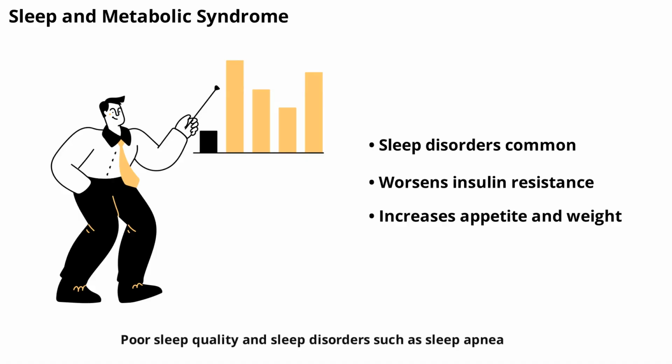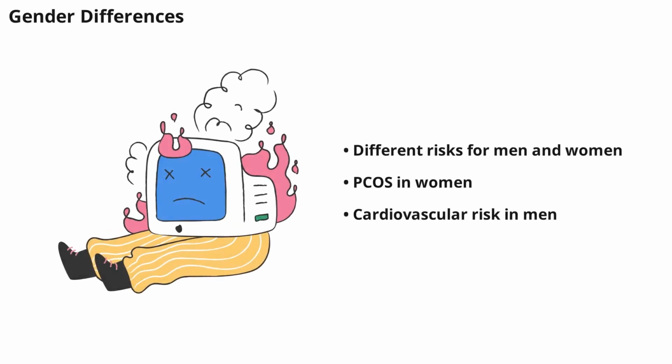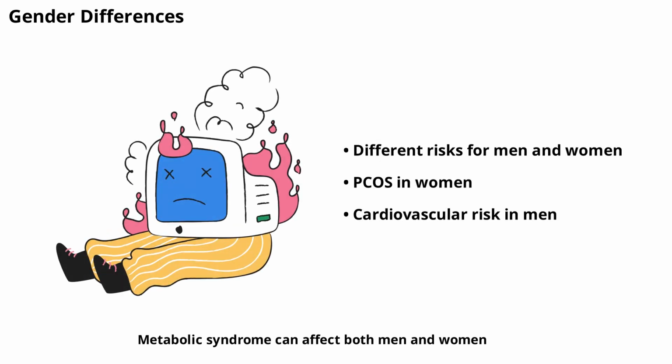Poor sleep quality and sleep disorders, such as sleep apnea, are both risk factors for and consequences of metabolic syndrome. Sleep disturbances can worsen insulin resistance, increase appetite, and contribute to weight gain, creating another feedback loop that accelerates the syndrome's progression.